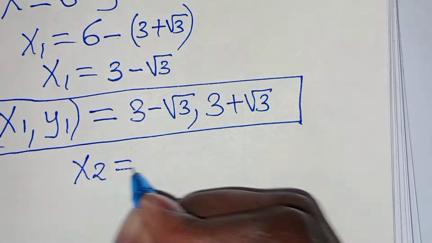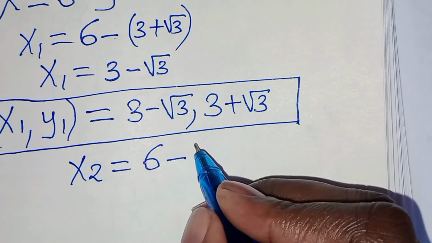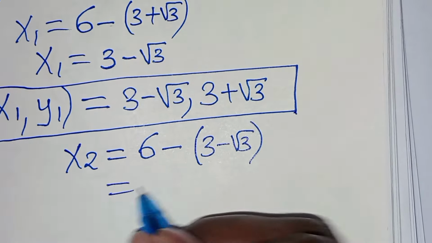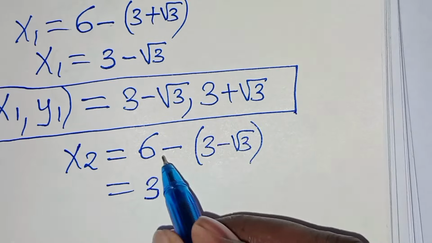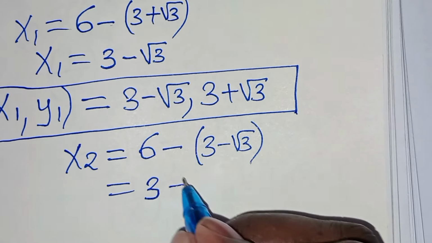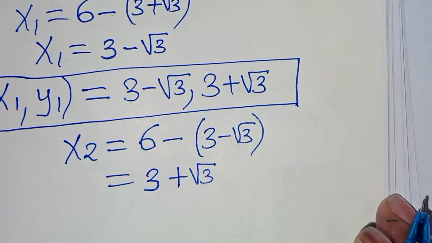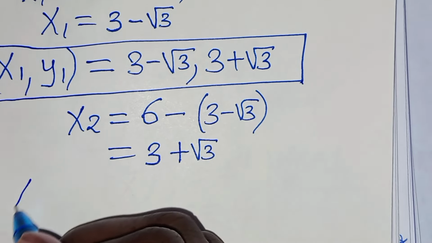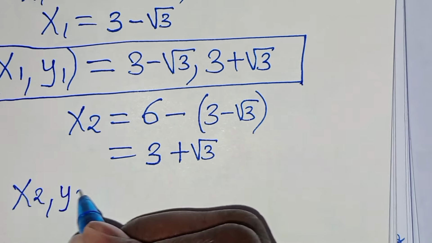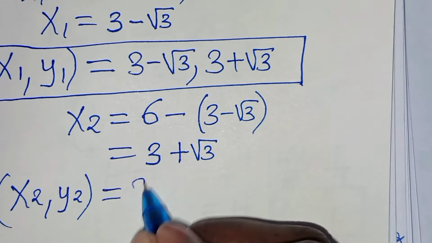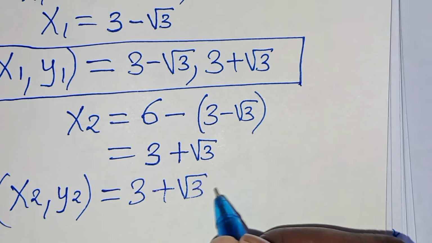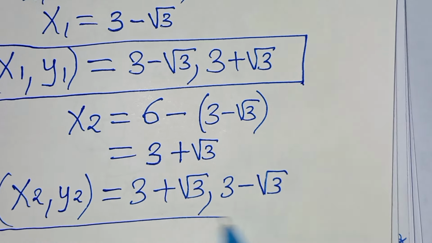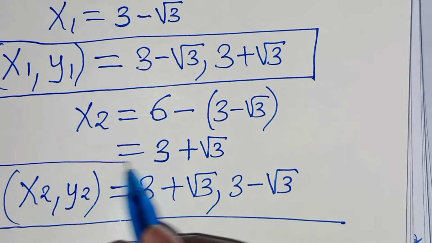So x2 is equal to 6 minus y2. y2 is 3 minus square root of 3 from here. So now 6 minus 3, this is 3, minus times minus square root of 3, this becomes plus square root of 3. So we have now the second set of solutions here, that is x2, y2. This is equal to 3 plus square root of 3 and then 3 minus square root of 3. This is the second set of solutions that we have.